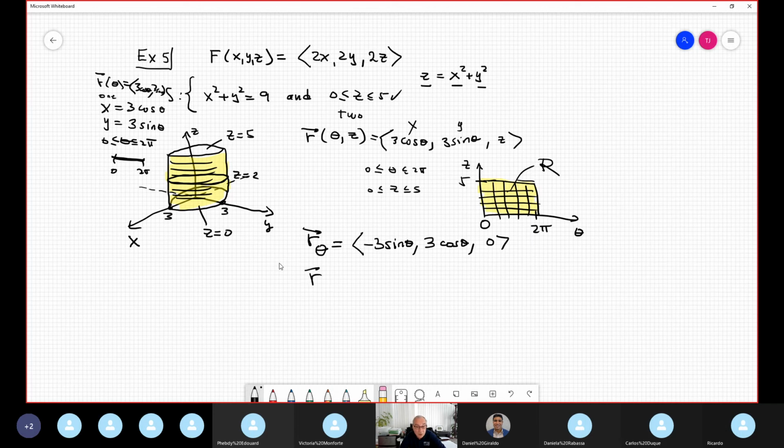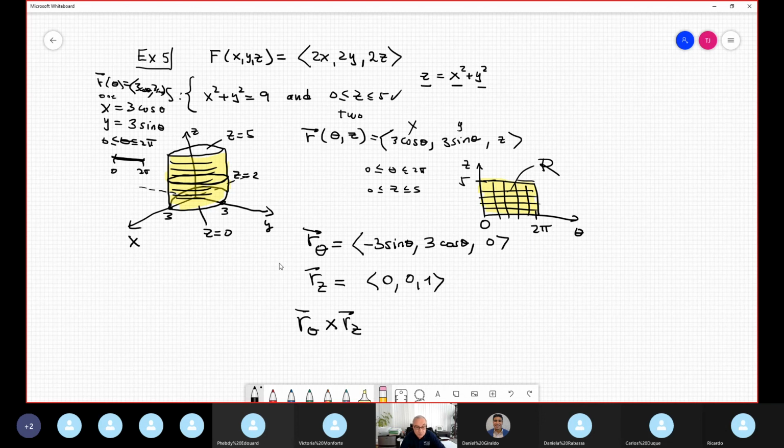And you differentiate with respect to z. No cosine, no sine, just z. So 0, 0, 1. And you compute the cross product. You compute the cross product.